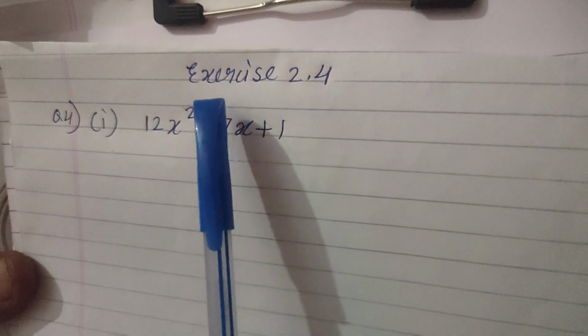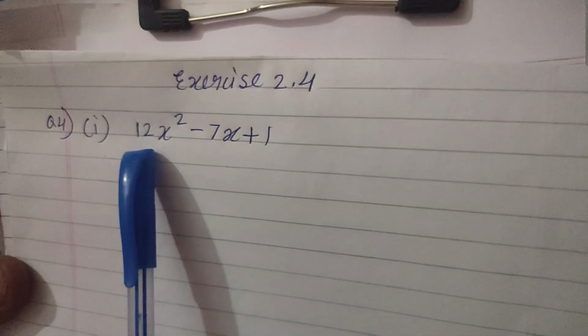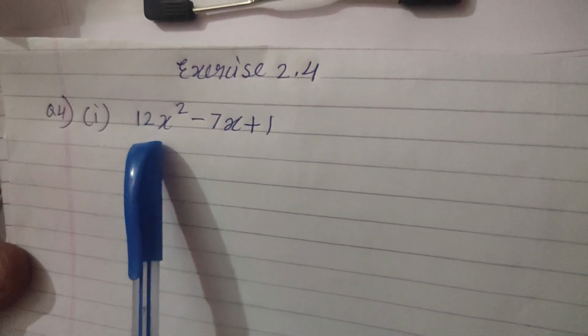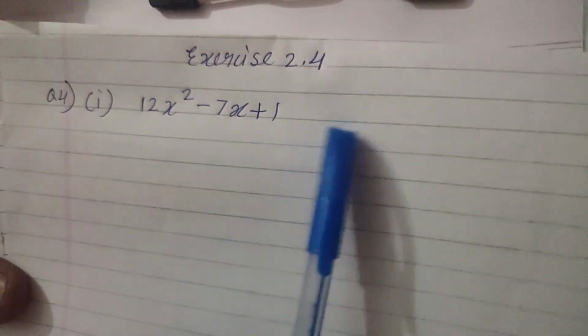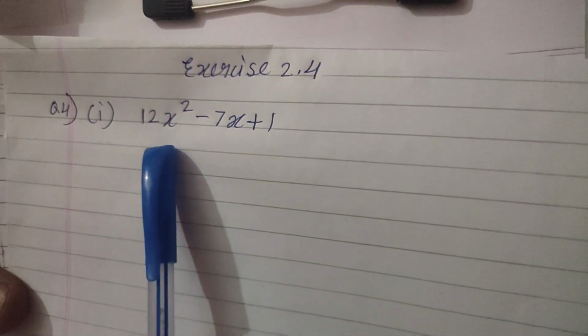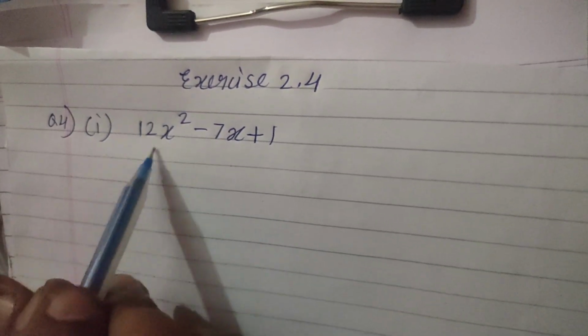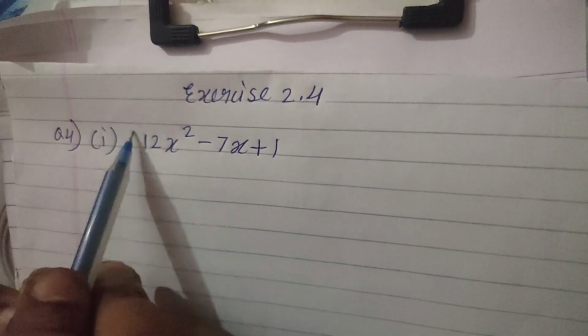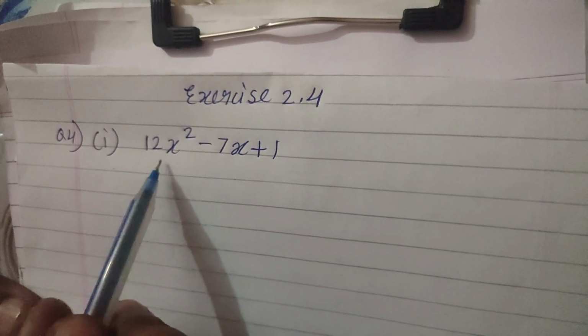Good morning, students. Today, exercise 2.4, question 4, the first one. You have to factorize 12x² − 7x + 1. We did this in 8th standard. 12 is not a square of any other whole number or any other number. That is why we can't use the identity.